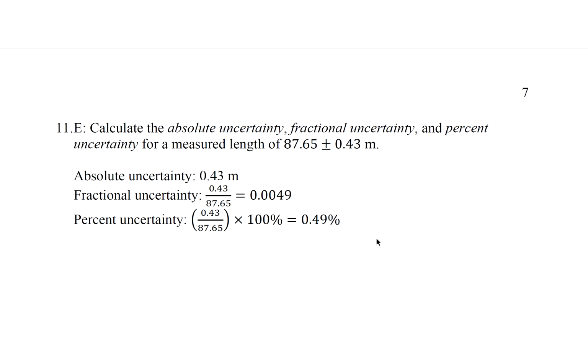Question 11, calculate the absolute uncertainty, fractional uncertainty, and percent uncertainty for a measured length of 87.65 plus or minus 0.43 meters. Remember, we're looking at the uncertainty, so we're only looking at the 0.43 for the most part. The absolute uncertainty is 0.43 meters. Fractional uncertainty is 0.0049. We take 0.43 divided by 87.65. And for the percent uncertainty, we take the fractional uncertainty and multiply it by 100%.